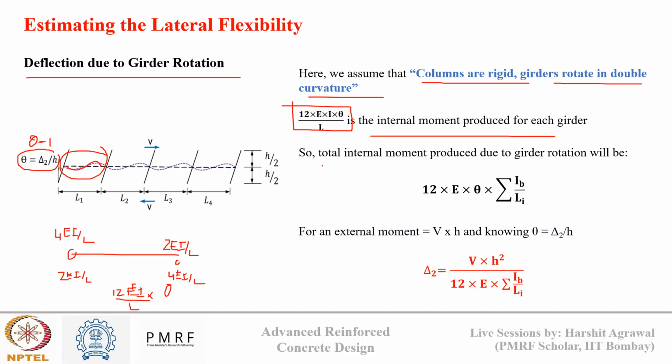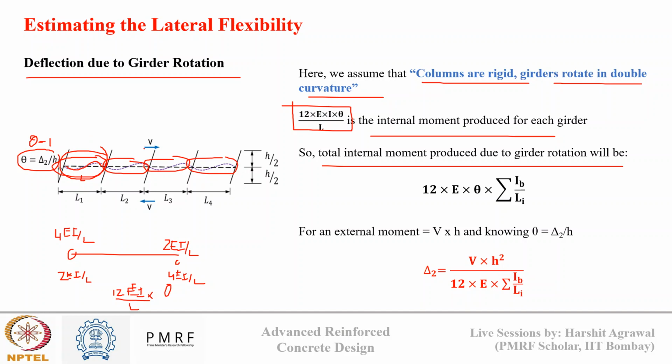So the total moment produced due to girder rotation on a story, we can write as 12E summation of Ib by Li. This is my first beam, where L is the length of this beam and I is the moment of inertia of this beam. Then this is my second beam, third beam, fourth beam, and so on for the entire story. We will do the summation.